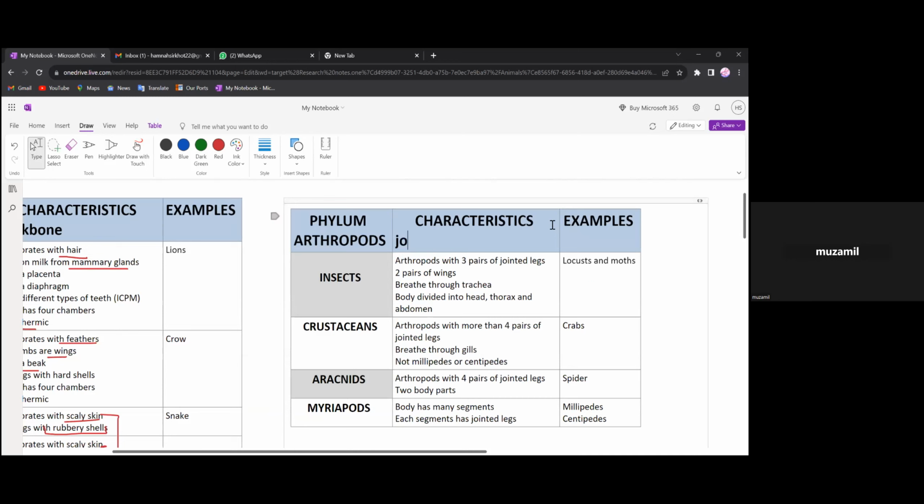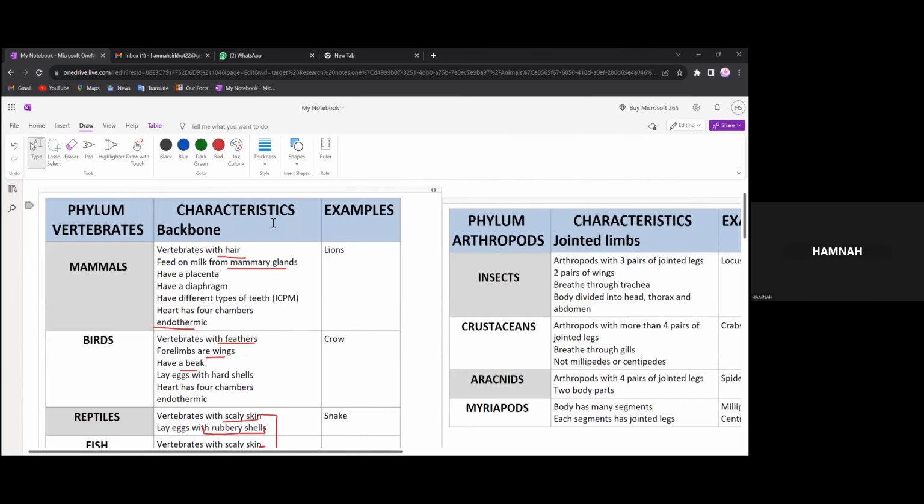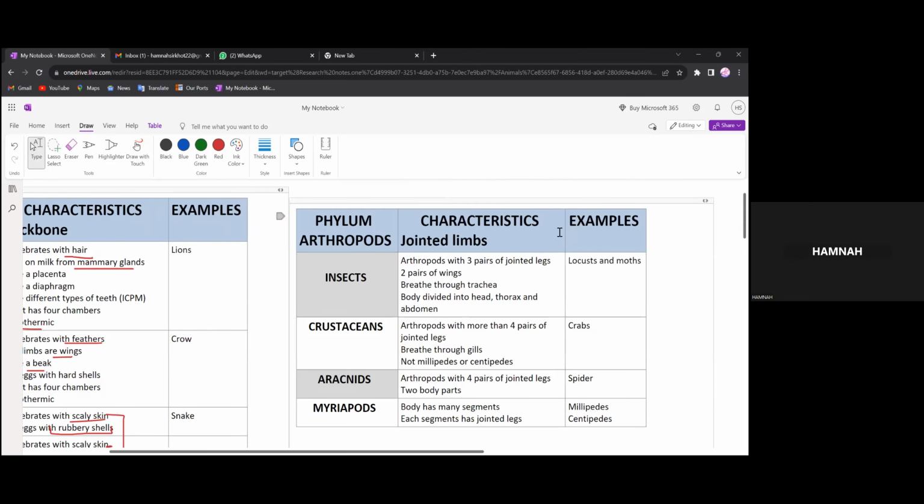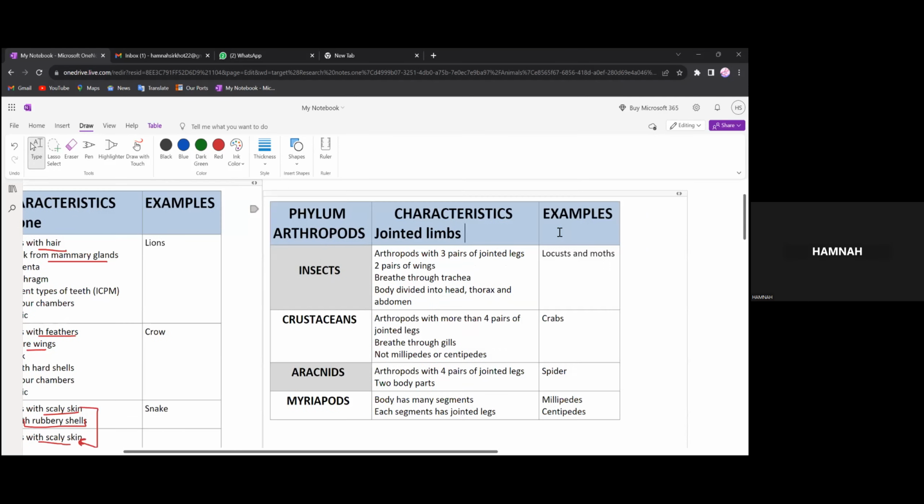Does that ring a bell? Yeah, limbs. Jointed limbs. Now, arthropods, jointed limbs. When you think vertebrates, backbone; invertebrates, no backbone; you think arthropods, jointed limbs. They have to do with limbs. They've got multiple limbs, and all those limbs are jointed.